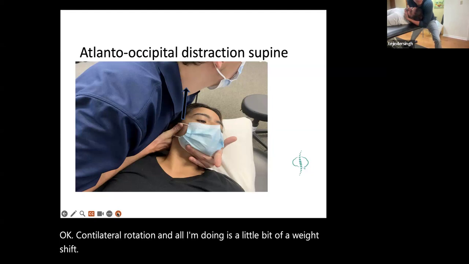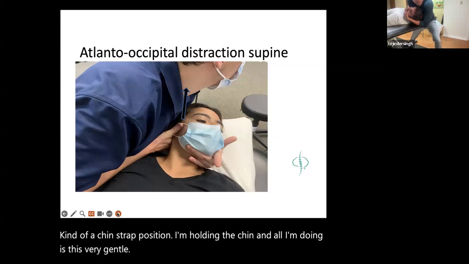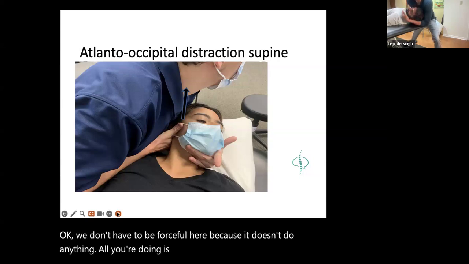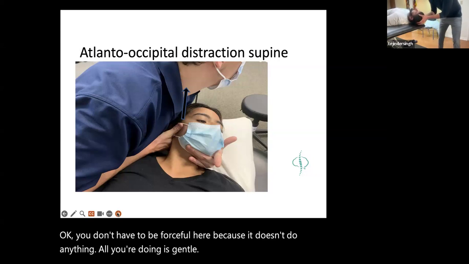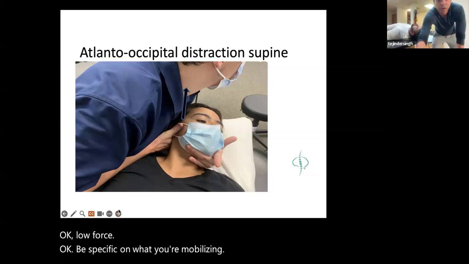Kind of a chin strap position. I'm holding the chin and all I'm doing is this. Very gentle, nothing crazy. You don't have to be forceful here because it doesn't do anything. All you're doing is gentle, low force. Be specific on what you're mobilizing.